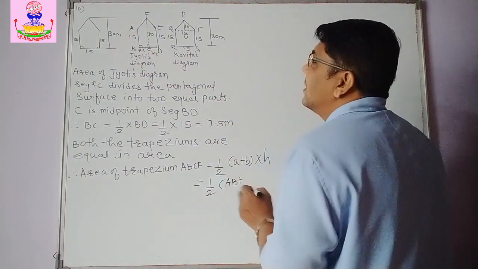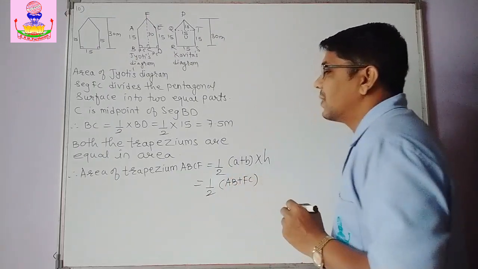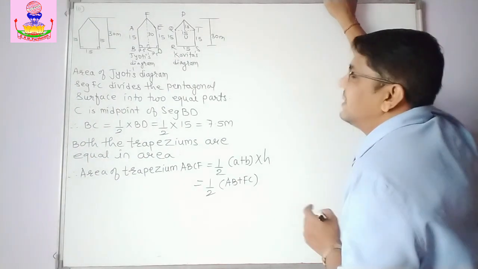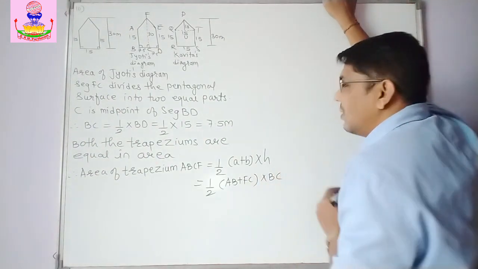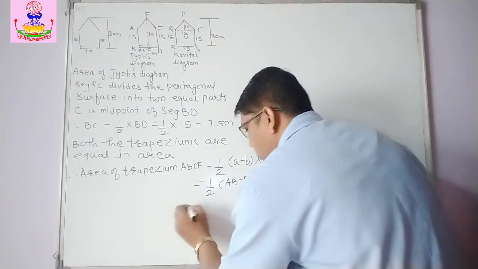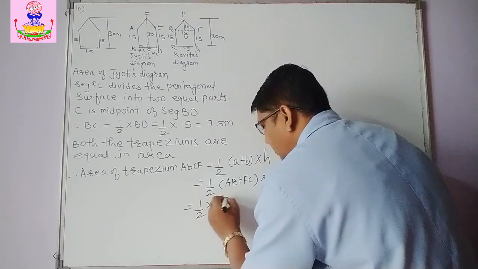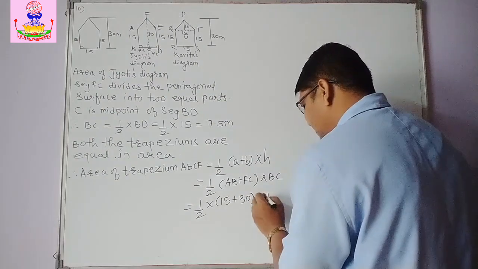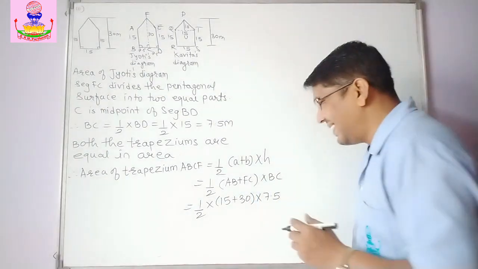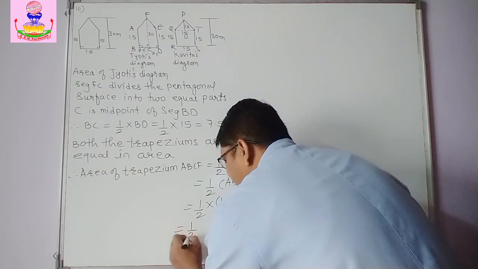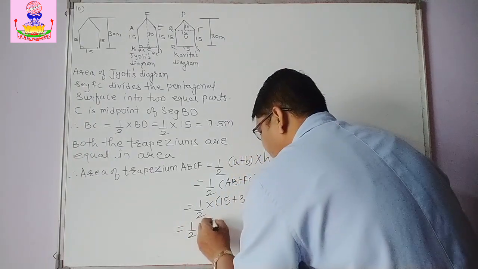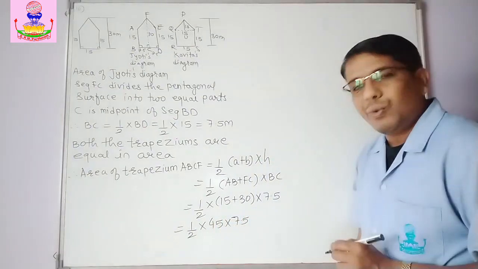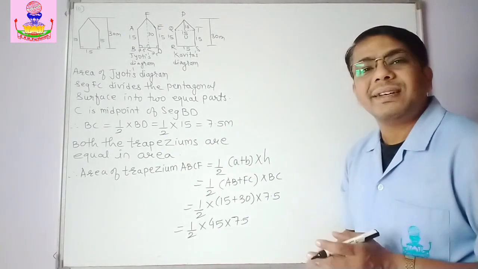Now, what is a? Suppose AB, and what is b? That is FC. And height is what? BC. So that is equal to half into (AB 15, FC 30), and height is 7.5. So that is equal to half into 45 into 7.5.